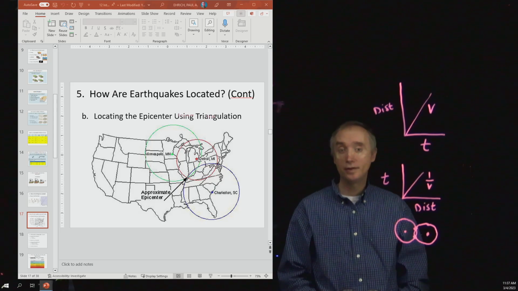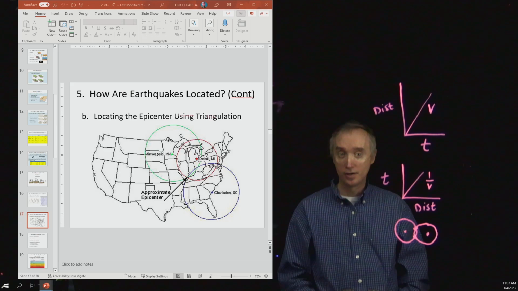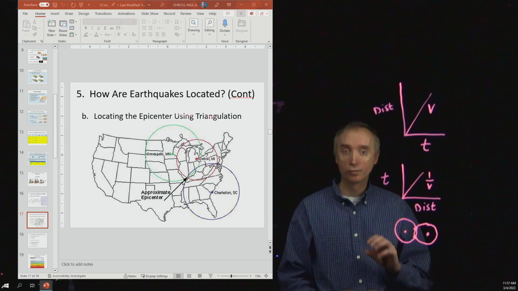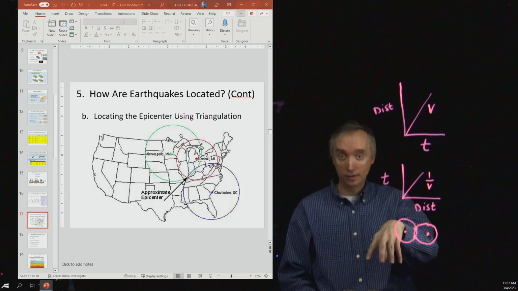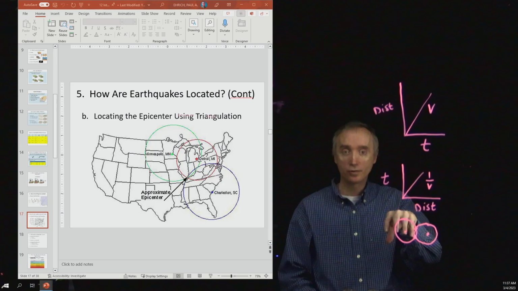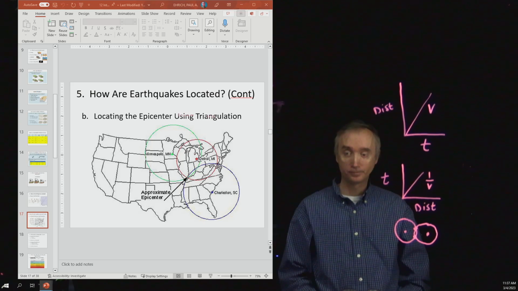Now, it's not going to be the hypocenter, so it's not where the earthquake really occurred, because it really occurred under the ground. But what we've just figured out is the source of the earthquake at the surface of the earth. We're going to call this triangulation.